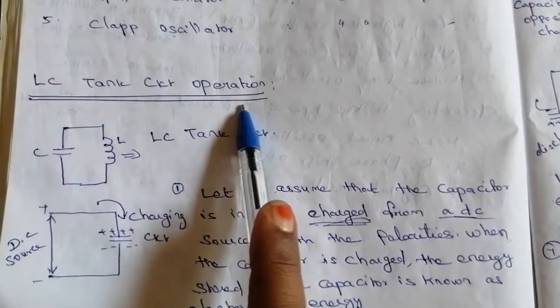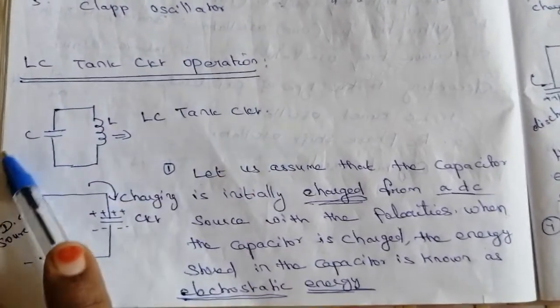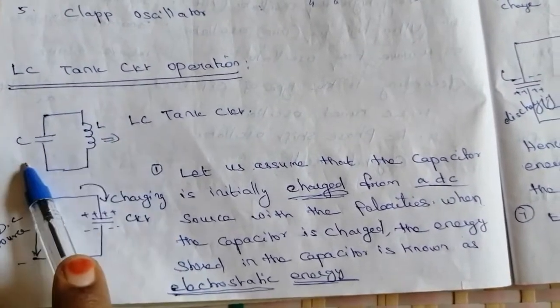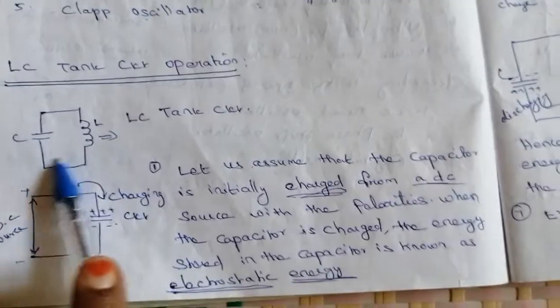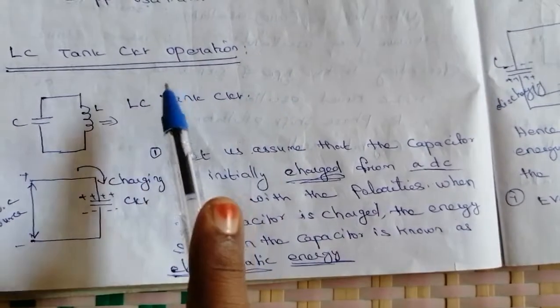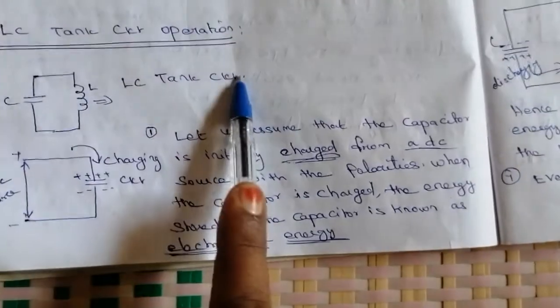Next one, operation of LC tank circuits. So this is the LC tank circuit diagram. That is, the inductor and capacitor are connected in parallel combination. That is called a tank circuit or tuned circuit. So let's see the principle behind this LC tank circuit.